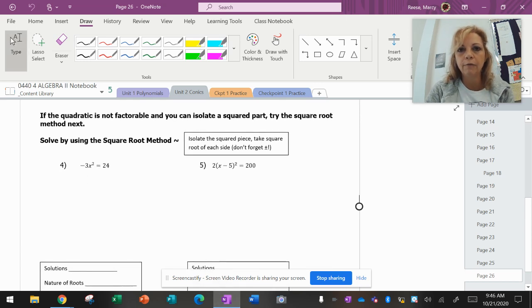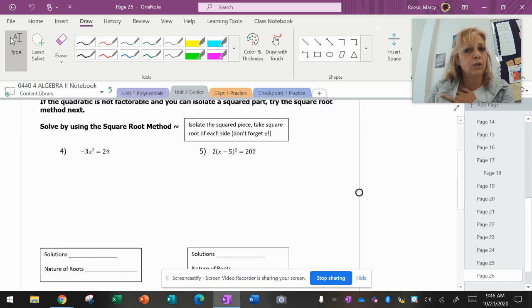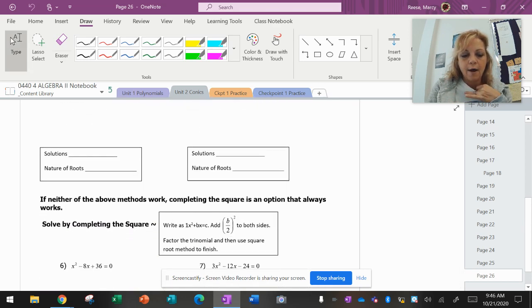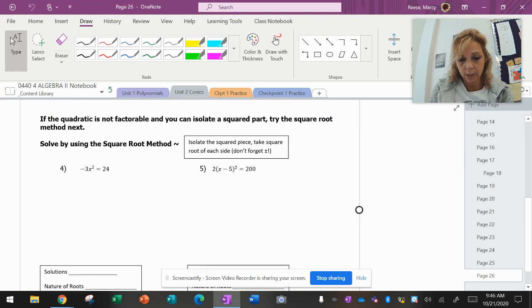So if you're period 5, you can fast forward through a couple of these, but make sure that you watch me with completing the square. I'm only going to do one from each. I'm going to do 5, and I'm going to do 6. So we're going to do 5 and 6.